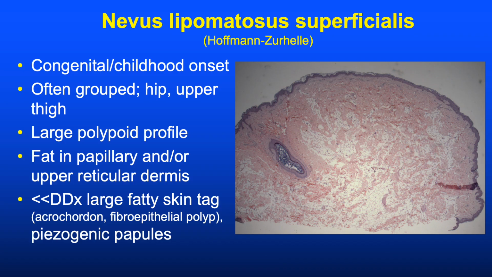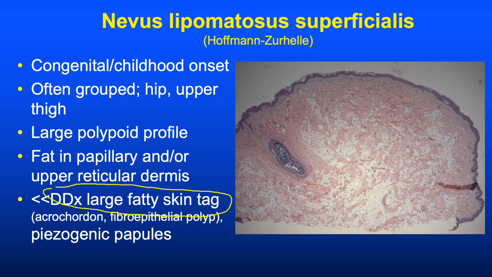Nevus lipomatosis is typically congenital or of childhood onset and presents as a small group or cluster of large, soft, polypoid skin tag-like lesions on the hip or upper thigh. And microscopically, there's markedly increased, well-differentiated fat in the papillary and upper reticular dermis, not typically in continuity with the underlying subcutis. Now, I suspect that nevus lipomatosis is probably one of the more common overdiagnoses that dermatopathologists are guilty of, and the reason is that there's a lot of histologic overlap with the large fatty skin tag.